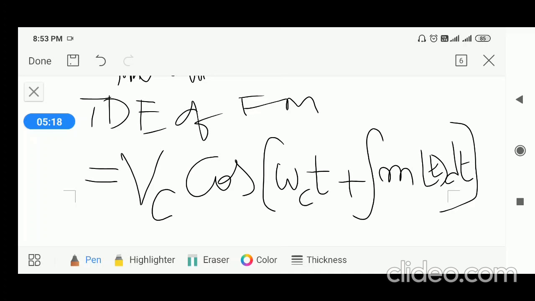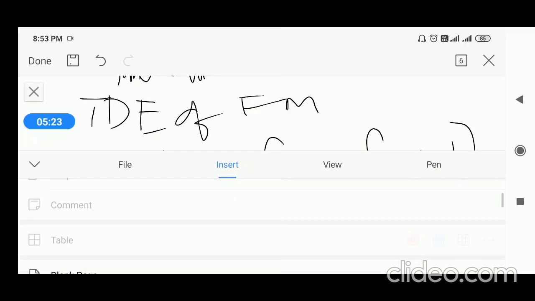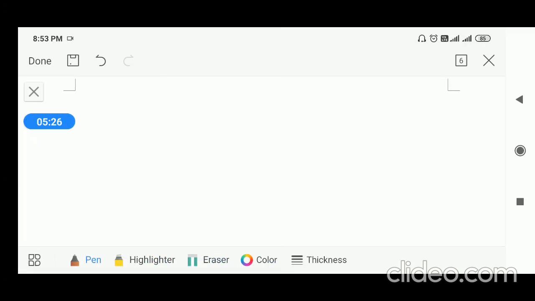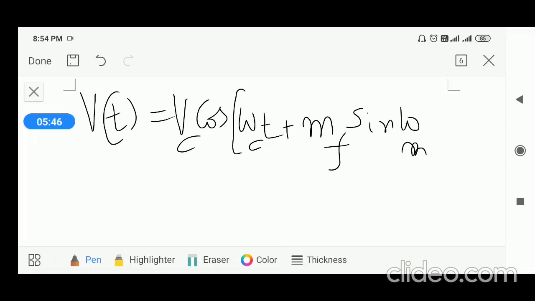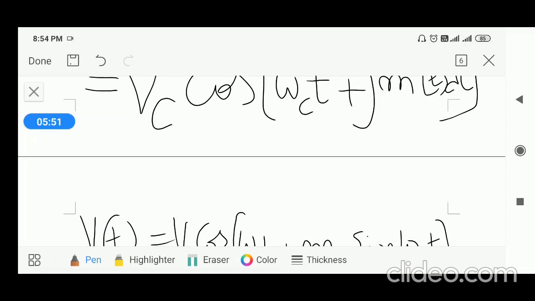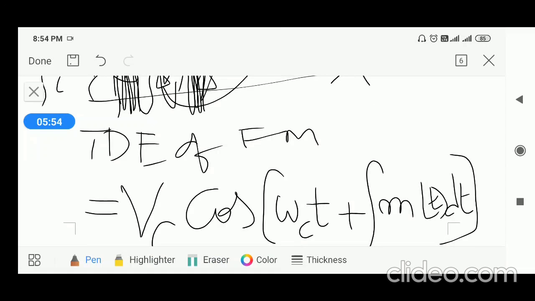There is one more time domain equation. After simplifying this equation, you will get one more time domain equation. I'll write that also. The time domain equation of FM signal is given by V of t is equal to Vc cos omega ct plus mf sin omega mt, because when you integrate m of t, where m of t is nothing but, what is m of t?